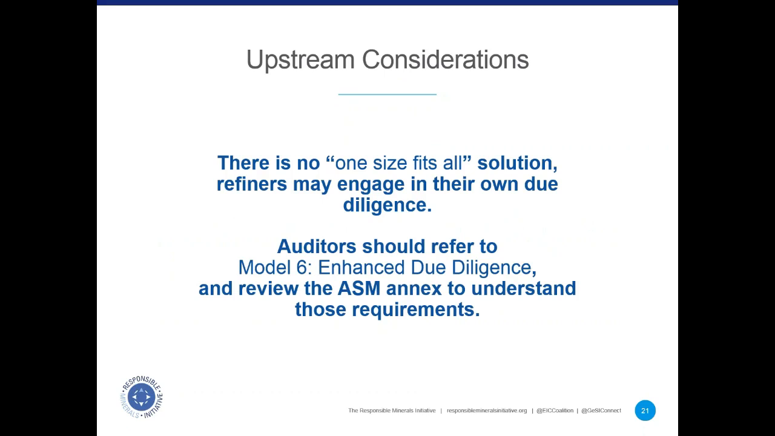ASM miners are highly mobile and operations are often informal. This is partly why it is difficult to obtain information about gold sourced from ASM sources. Quickly changing circumstances in artisanal gold mining make it challenging for upstream assurance mechanisms to implement robust systems. While there are a number of upstream assurance mechanisms such as Fairmined and Impact, most of the systems are currently small scale. As there is no one-size-fits-all solution, refiners may engage in their own due diligence. As a result, auditors should become familiar with the refiner's due diligence. Auditors should refer to Module 6, Enhanced Due Diligence, and review the ASM Annex to understand those requirements.